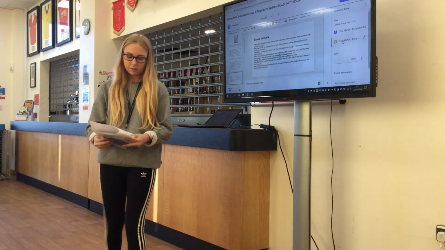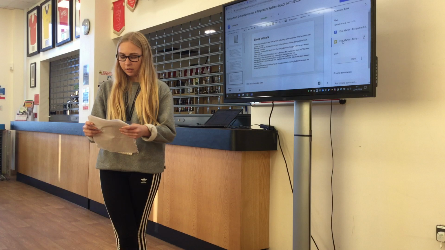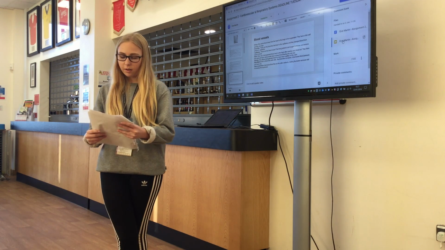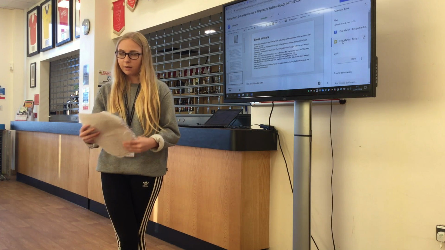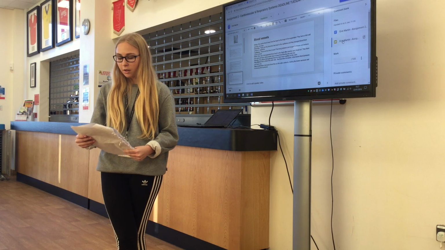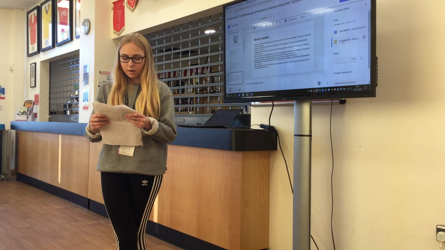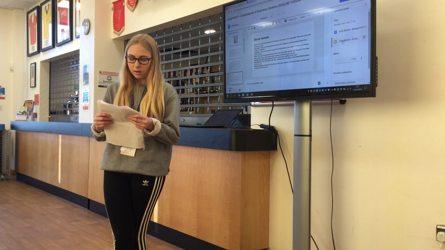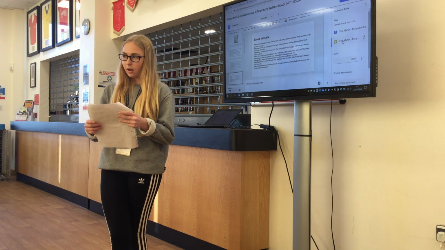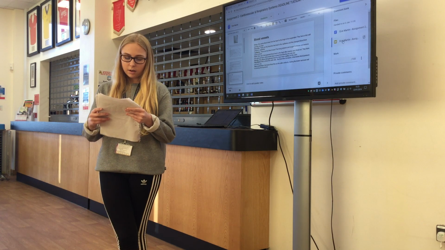Then there are the blood vessels. The arteries carry the blood from the heart around the body, have thick walls, and they're large. The arteries carry blood under high pressure around the body.